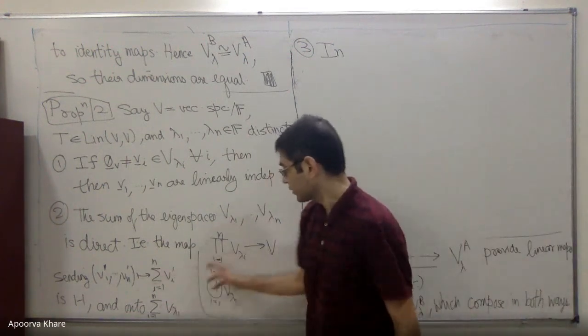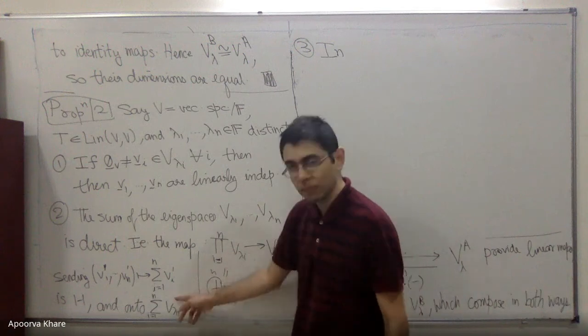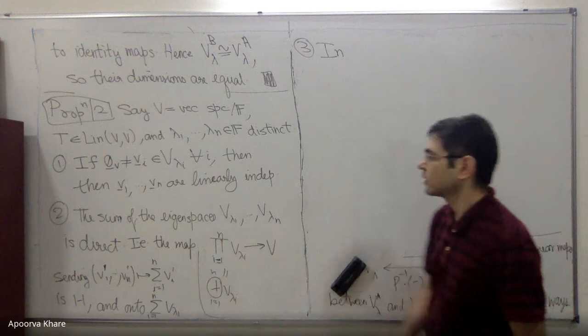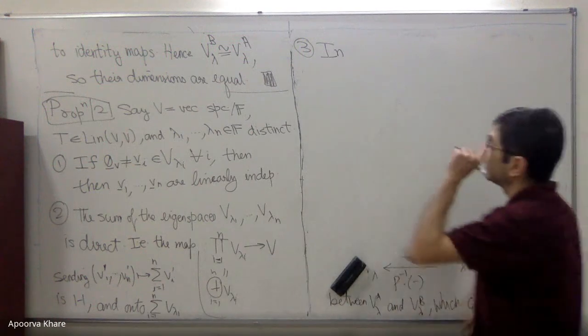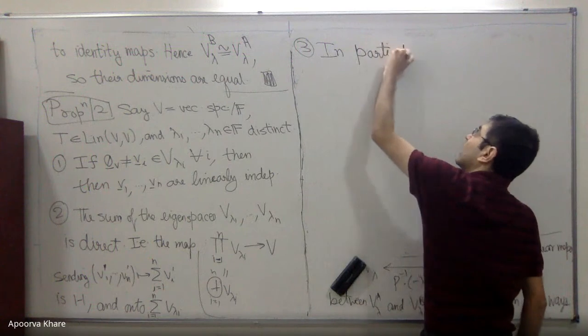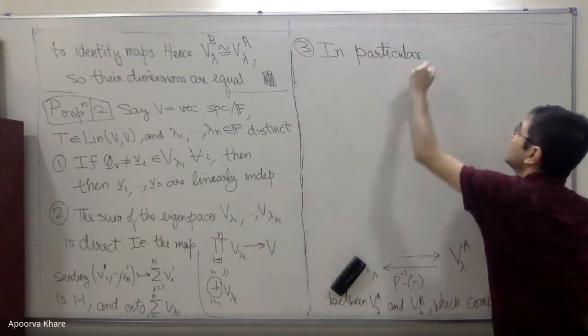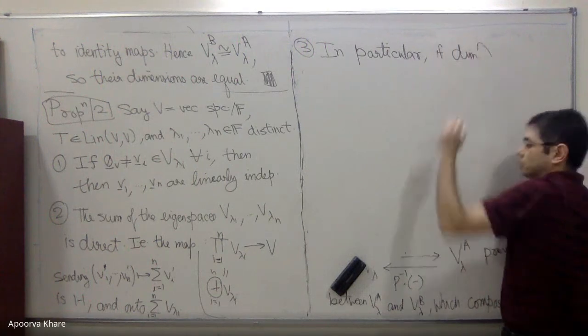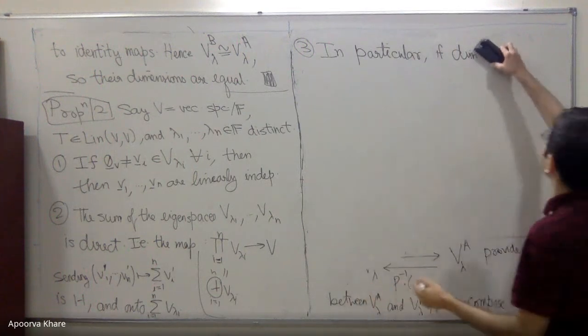So this map from the direct sum to the sum, or the direct product to the sum, is an isomorphism. That's what part 2 is saying, and therefore, in particular, regardless of whether V has finite dimension, if all the V lambda i's are finite dimensional. Oops, this is not lambda, this is V lambda i.